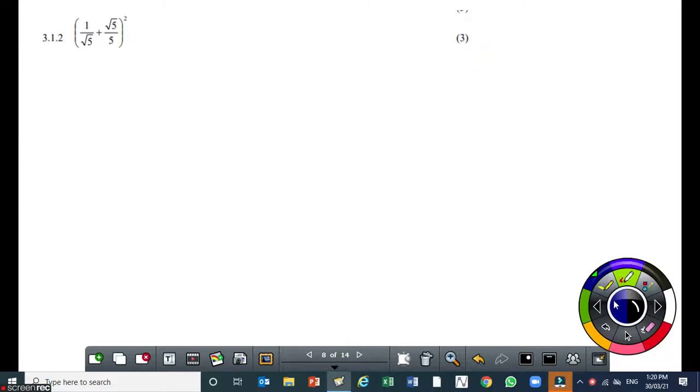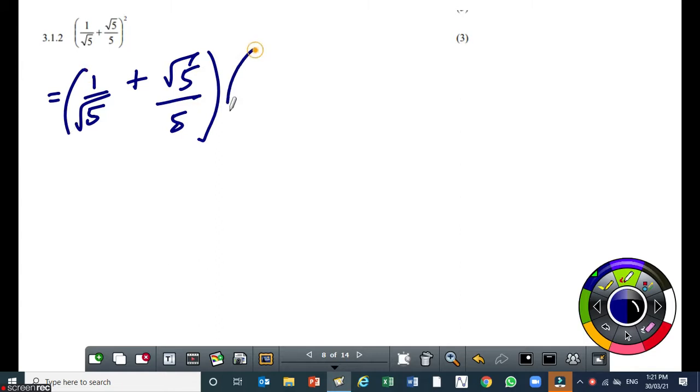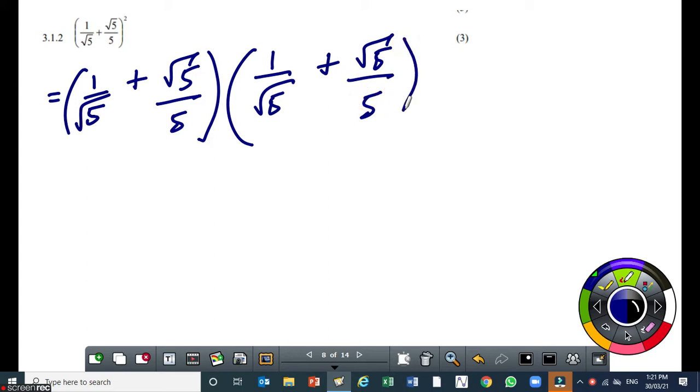Right. Now, this one: it's (1 over square root of 5 plus square root of 5 over 5) all squared. What you need to know here is that this is the same as (1 over square root of 5 plus square root of 5 over 5) multiplied by itself. Okay, so (1 over square root of 5 plus square root of 5 over 5), like that.